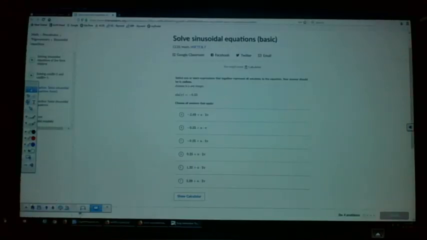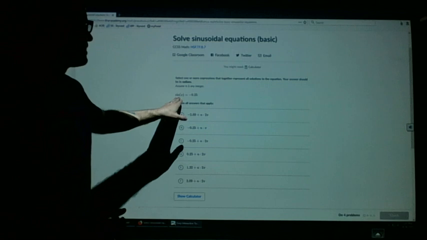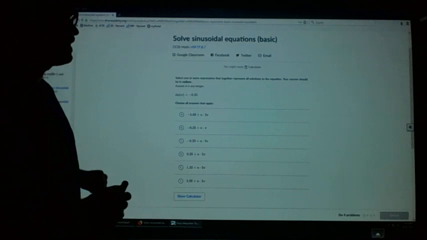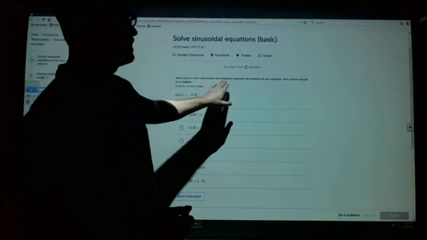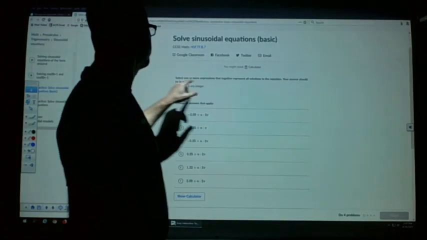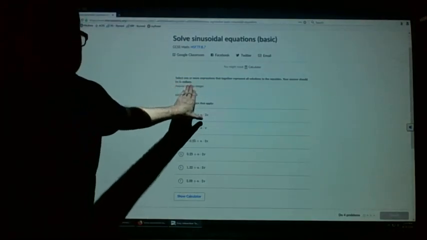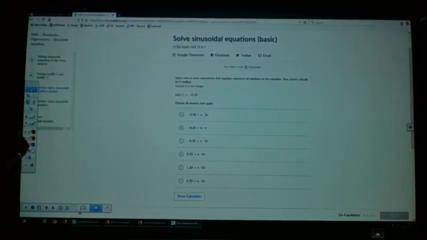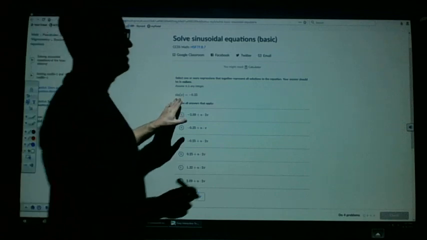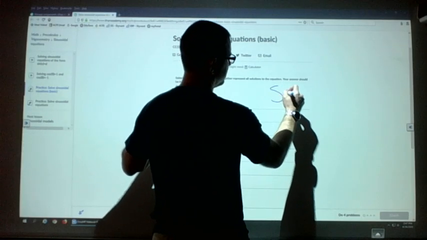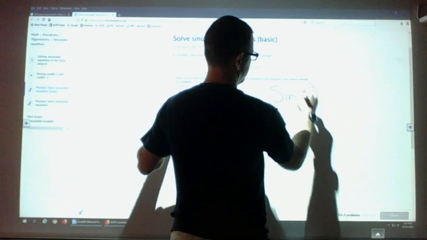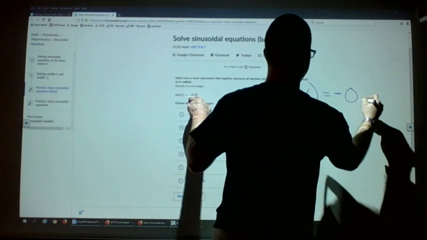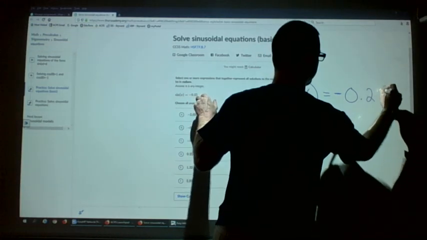We have here, it says, the sine of x is equal to negative 0.25. So like one or more expressions that together represent all solutions to the equation. Your answer should be in radians. I know this is hard to see, but the problem that we are given here is that the sine of x is equal to negative 0.25.